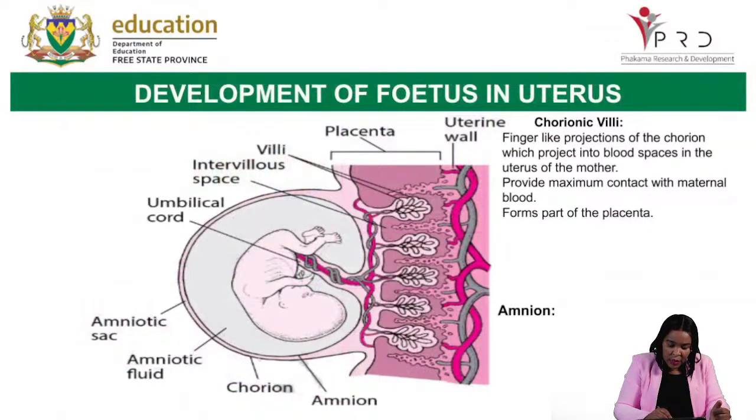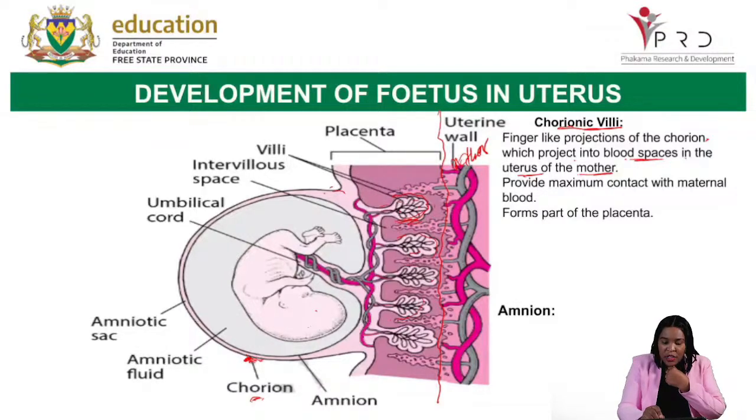We have the chorion, which is the outer layer that is covering our fetus. We can say it's a fetus now because it's at the fetus stage. So that covering will therefore grow into finger-like projections. You see these projections. Remember it is the chorion here. And when it becomes the finger-like projection, we call it the chorionic villi. The chorionic villi are finger-like projections of the chorion, which project into the blood spaces in the uterus of the mother. So this here, we will say, is the mother.